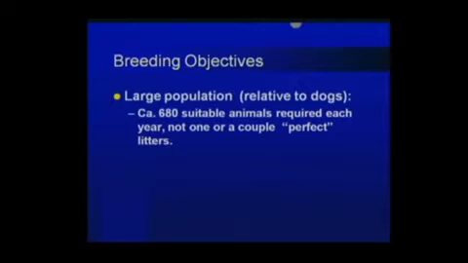As you've gathered, we've got a large population. We want 250 graduates. We also need, as you'll no doubt figure out, replacement breeders to keep the generations going. So we need to produce about 680, 690 suitable animals each year. And that's really different. Many of you are breeders who probably produce a couple of litters a year.